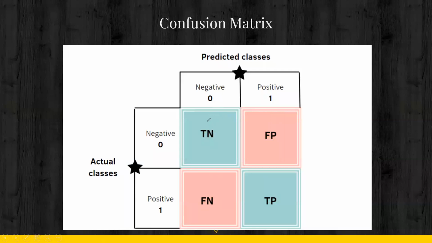Okay. Let me repeat it once again. If I'm going to fill this, first we need to look at the predicted. Predicted negative, actually also negative, so true. Predicted positive, actually it is negative, so it is false. Predicted is negative, actually it is positive, so false. Predicted is positive and actual also positive, so it is true. Hope it is clear now.